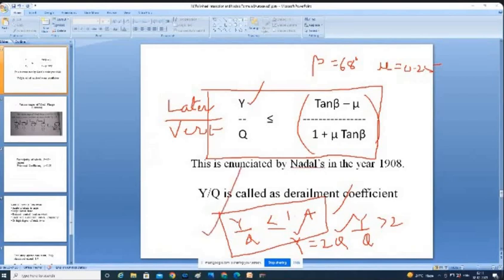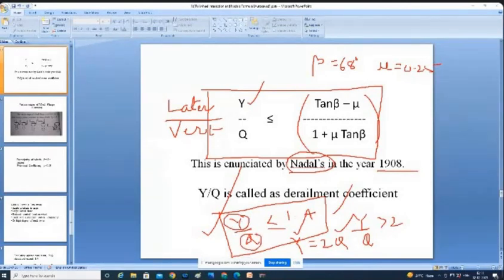This formula was developed by one famous engineer called Nodal in the year 1908. After that, many other modifications also came into picture. This is also called Y by Q. How to remember it: it is where the lateral flange force is dominating the vertical force.